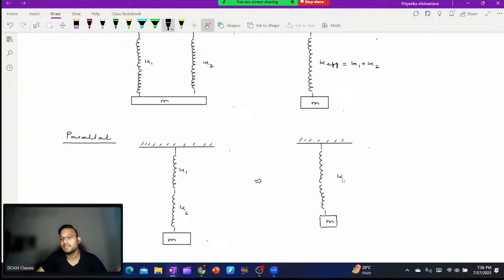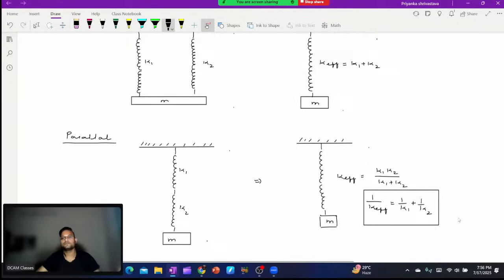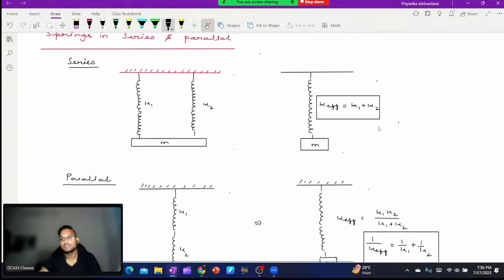K effective will be equal to K1 K2 by K1 plus K2, or 1 by K effective is equal to 1 by K1 plus 1 by K2. This you can memorize. If you want, I can explain why we are getting this. Did you memorize it? No, so I guess we are about to come to this part.